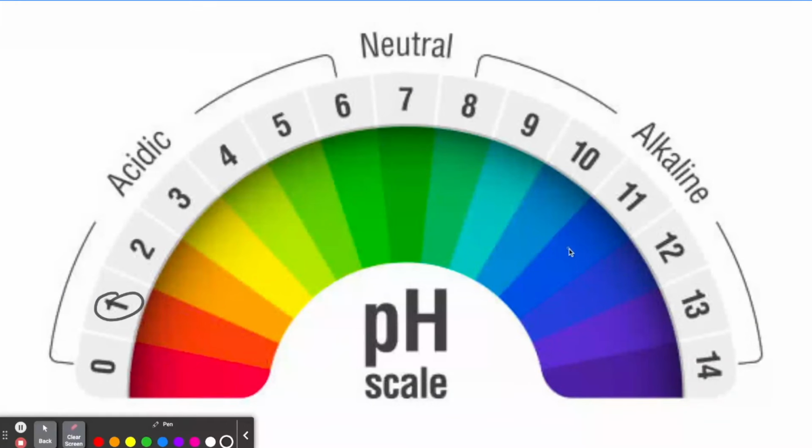Values from 8 to 14 are for alkaline substances. Alkaline substances just mean bases. And values from 8 to 14 are typically associated with cooler colors, such as blue and purple. Red is the strongest acid, and purple is the strongest base. Therefore, bleach, which is a very strong base, would show purple.